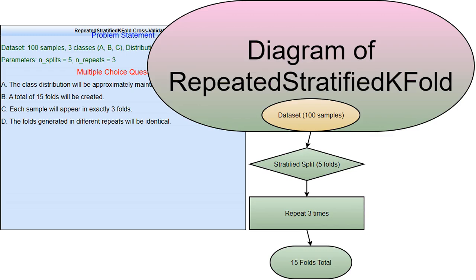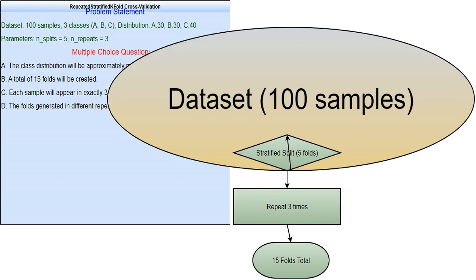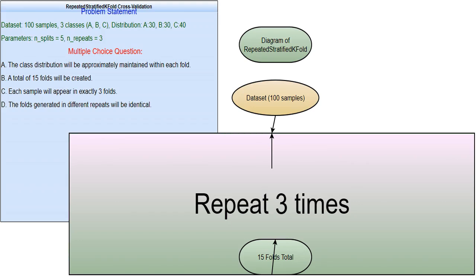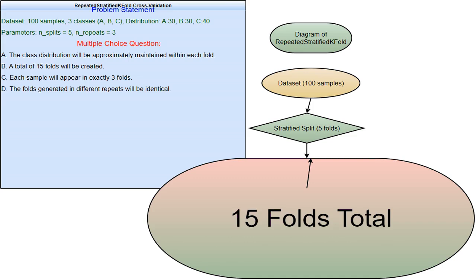A visual representation of the RepeatedStratifiedKFold process that is not needed to answer the given question. A visual representation of the dataset that is not needed to answer the given question. A visual representation of one repetition of splitting into 5 folds, and of repeating the process 3 times, and of the total number of folds, none of which are needed to answer the given question.